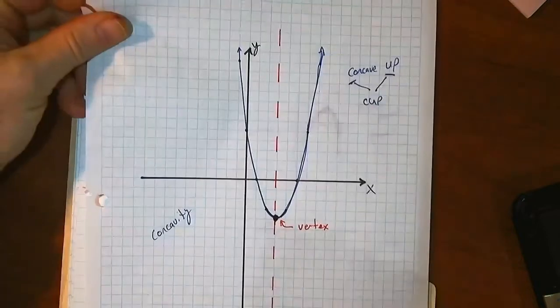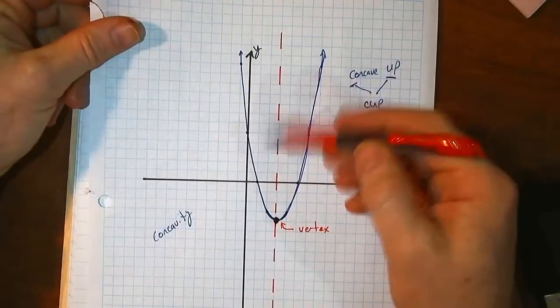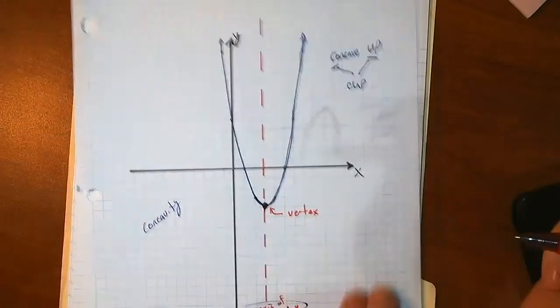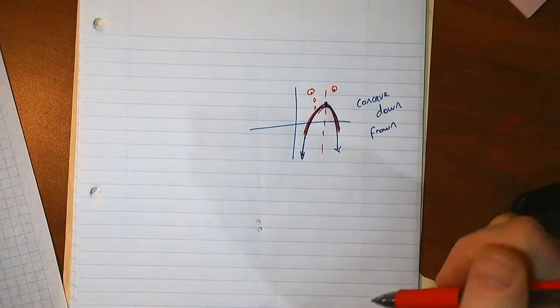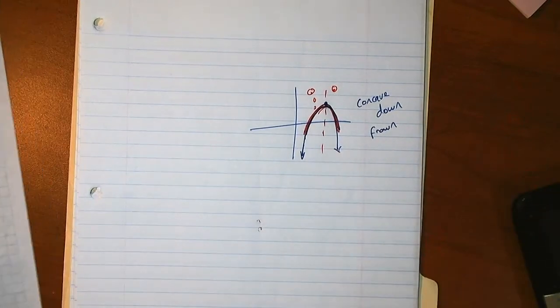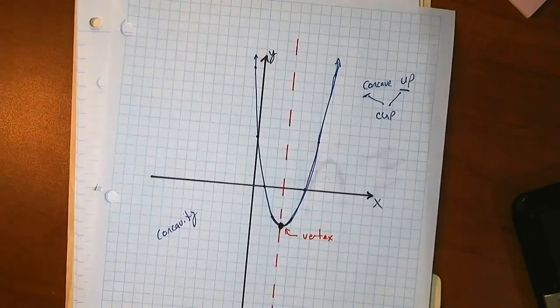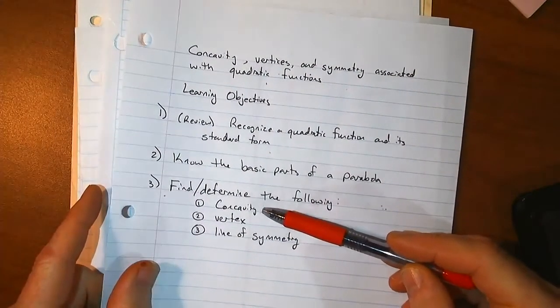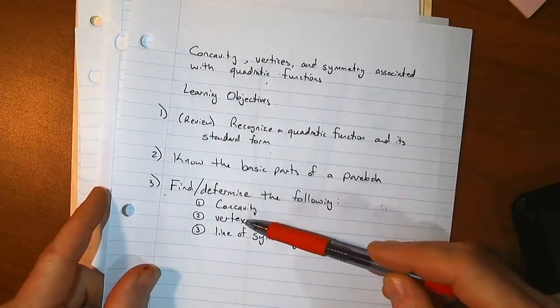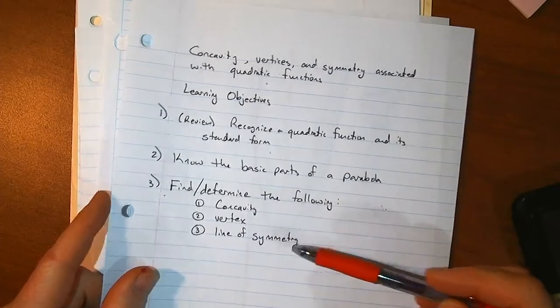Concave up, shaped like a cup. You can fill it, pour stuff in it, it won't spill out. Concave down, it's like a frown. You can't pour anything on it, it just runs down. It doesn't hold anything. That's concave down. Okay, so in this particular video, oh wait, I almost forgot. Those are the three things we're going to find. We're going to find concavity. Is it concave up or is it concave down? Where's the vertex? Where's the line of symmetry?